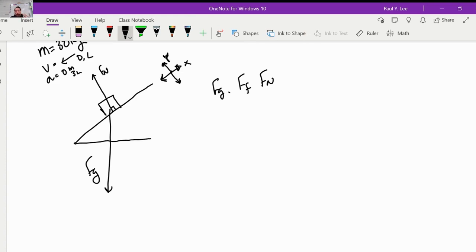Okay, now, it's moving down the ramp, down and to the left, so the force of friction always goes against that motion. So the force of friction is up and to the right, just like that. All right, so this is my free body diagram.